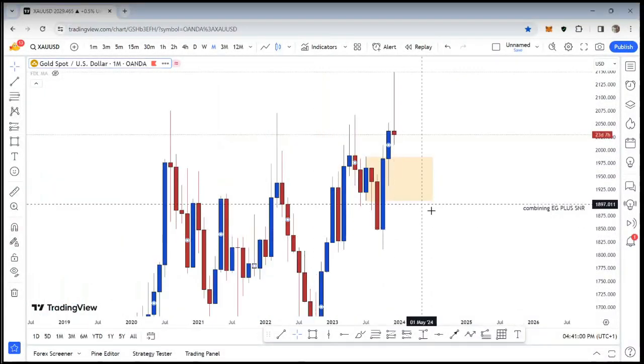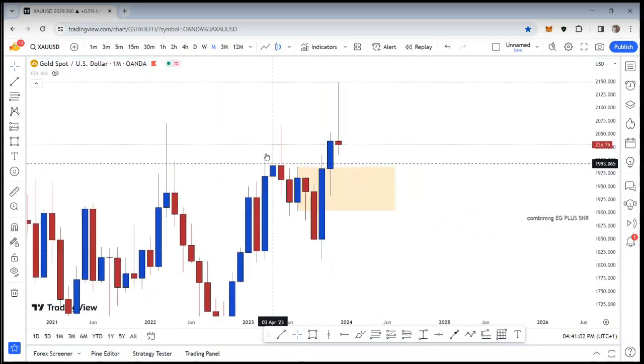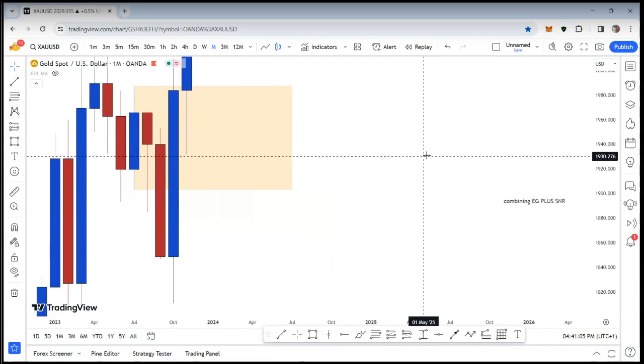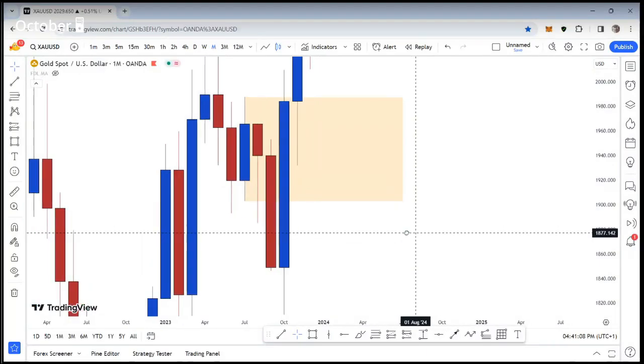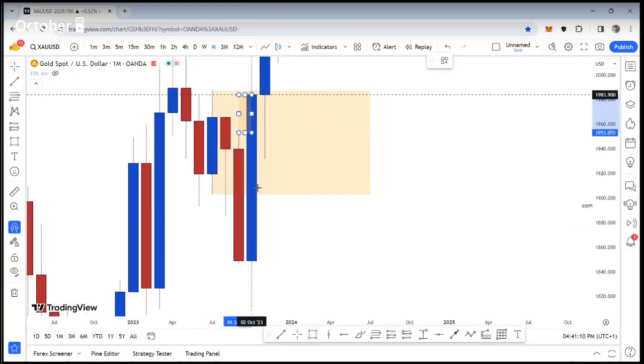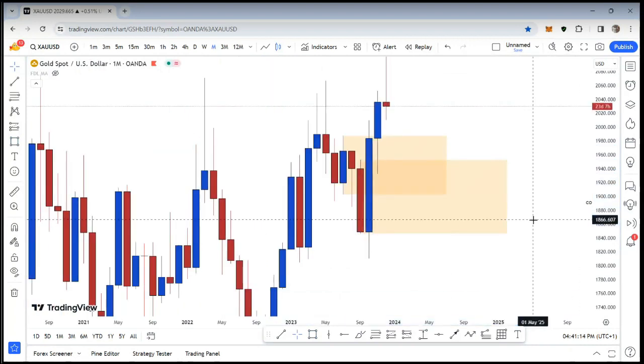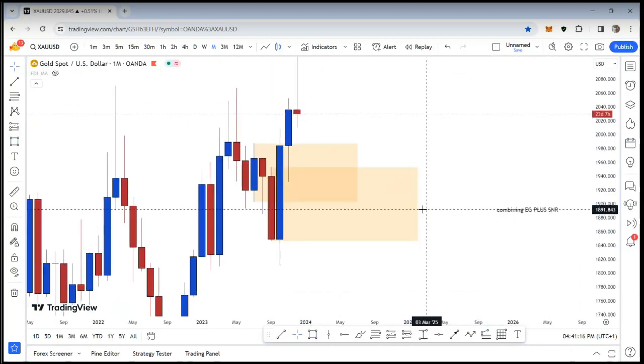So basically, this is the normal type of engulfing, guys. Do you guys agree with me? Yes. This right here is the normal type of engulfing that I learned from the Malaysians.